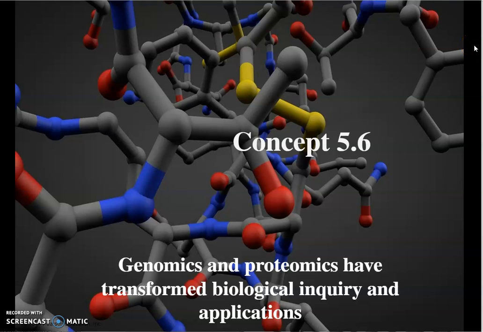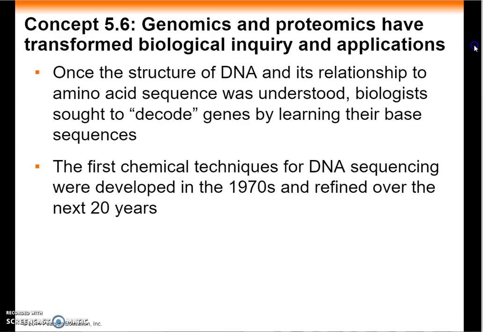Section 6. Genomics and proteomics have transformed biological inquiry and applications. The structure of the DNA molecule was described in 1952, and the linear sequence of nucleotide bases was understood to specify the amino acid sequence of proteins. The first chemical techniques for DNA sequencing were developed in the 1970s.